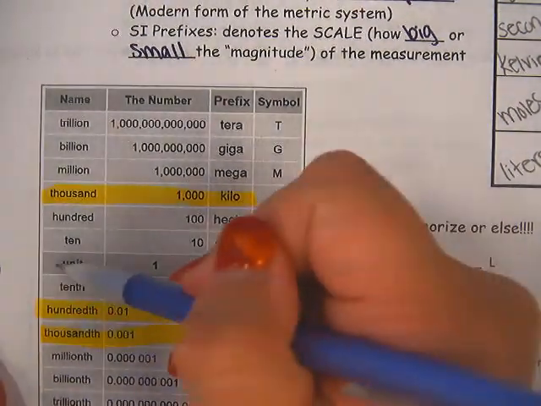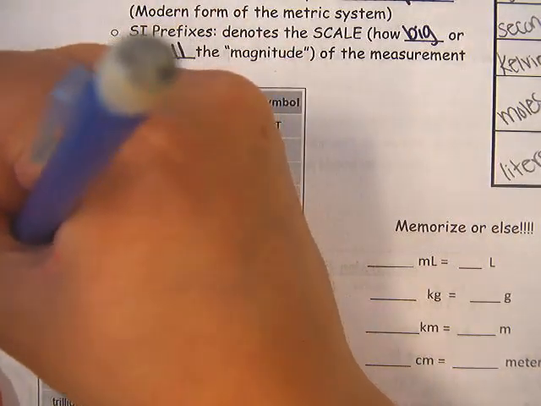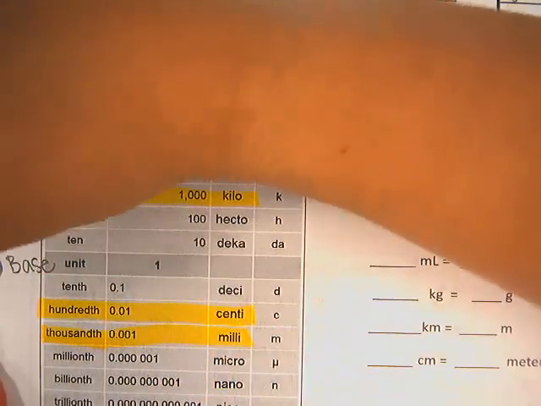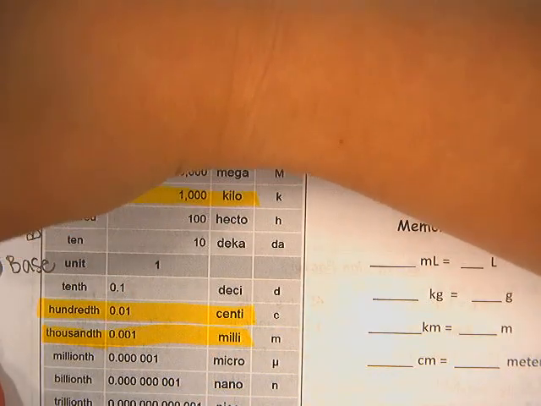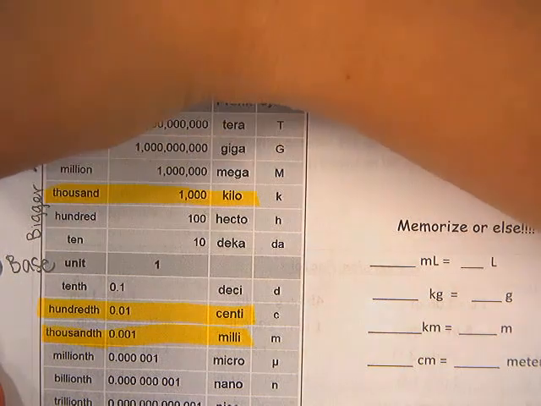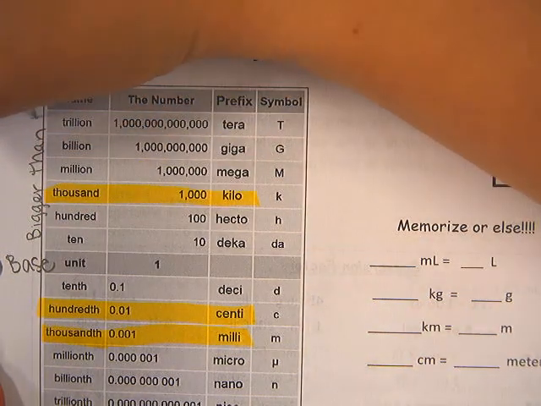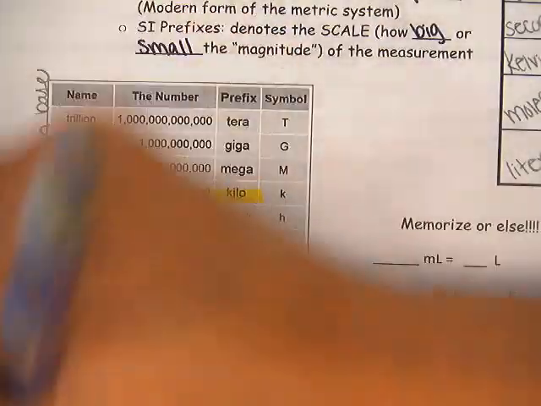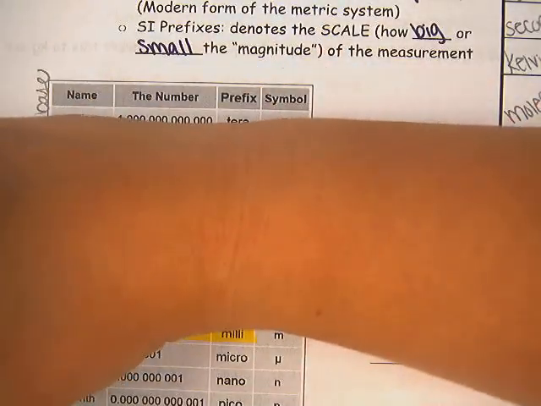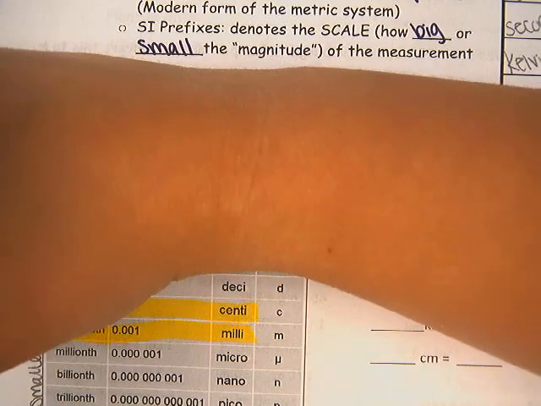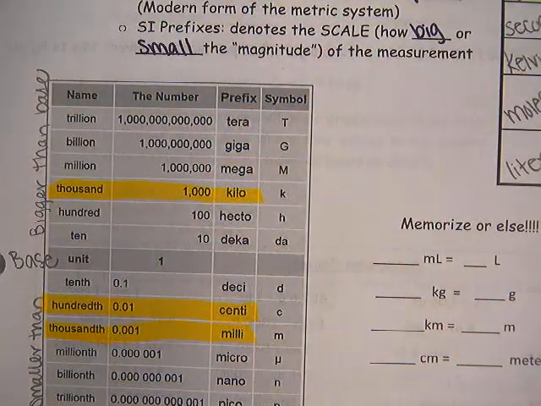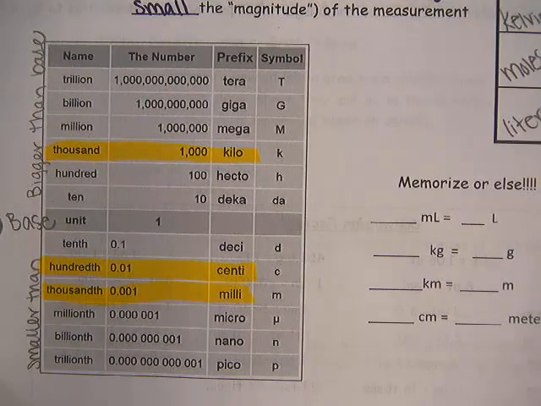So we'll talk about kind of what these are. Notice that this is the unit. This means that this is where our base is. Anything up here is getting bigger than the base unit. And anything down here is going to be smaller than the base unit. I'm just going to say smaller than, and then base is basically right there.